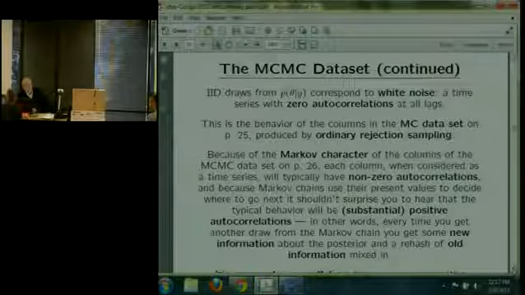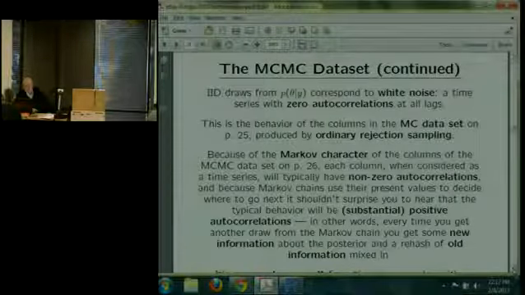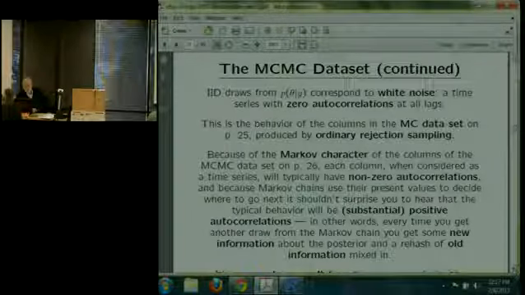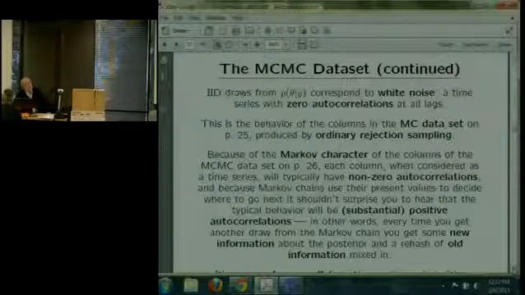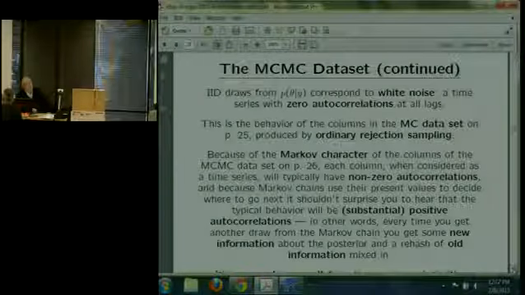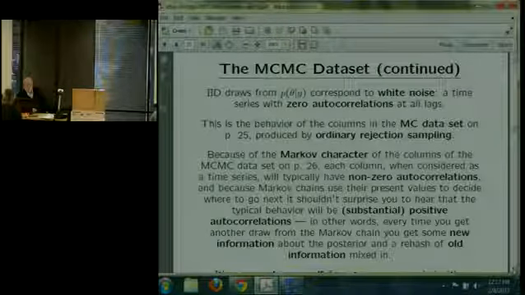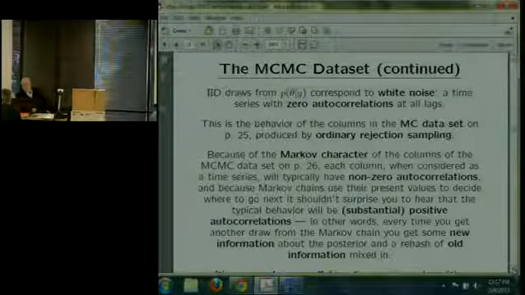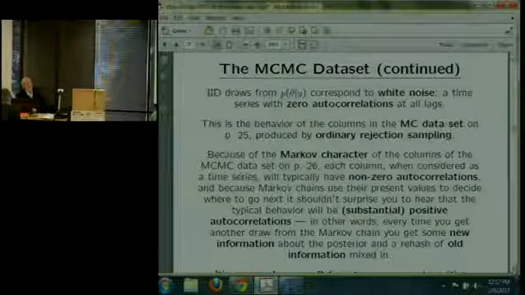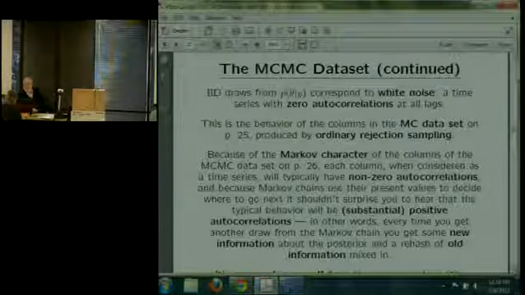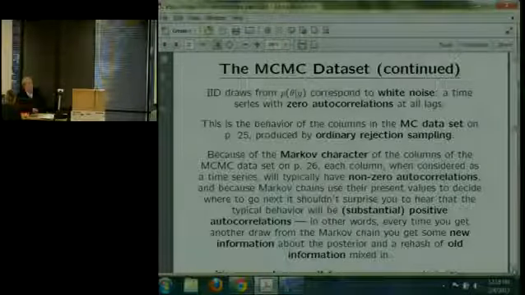And because Markov chains use their present values to decide where to go next, it wouldn't surprise any of us to hear that the typical behavior will be positive autocorrelations, and in fact, often substantial positive autocorrelations. And it's for the reason I mentioned intuitively a moment ago. Every time you get another draw from a Markov chain, you get some new information, but you also get a rehash of old information. And so the new draw is going to be related to the old one, therefore positively correlated with it.